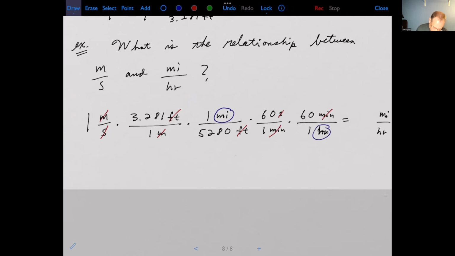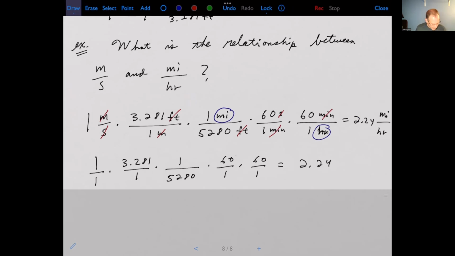So if you multiply this out, so 1, you can write as 1 over 1 times 3.281 over 1 times 1 over 5280 times 60 over 1 times 60 over 1, you're going to find that this is equal to 2.24 miles per hour. Okay, so now we know 1 meter per second is equal to 2.24 miles per hour, right? So that's our relationship between those two variables.